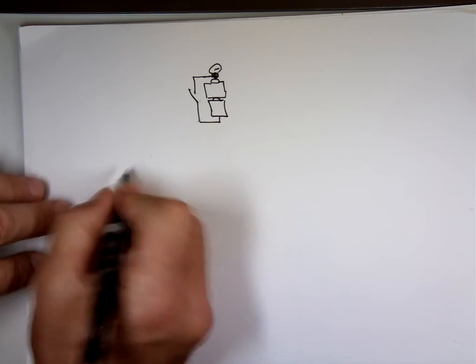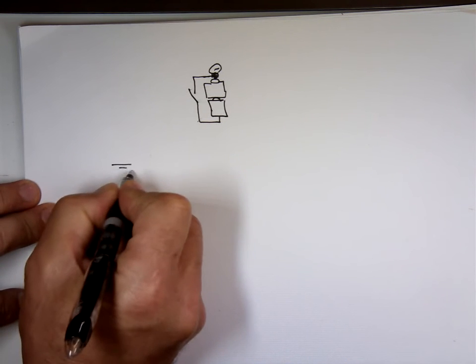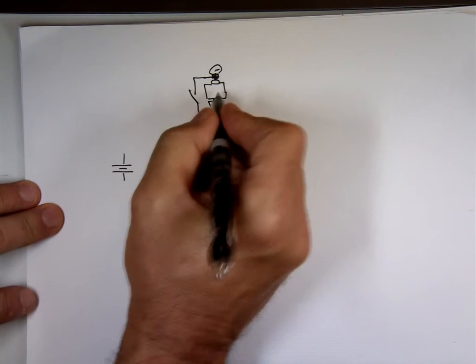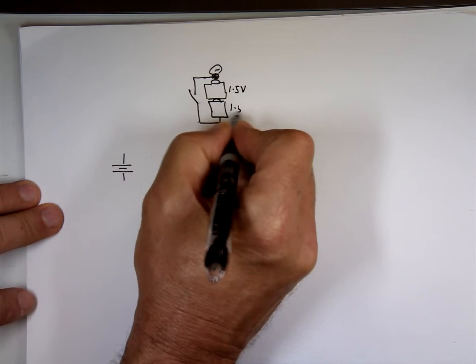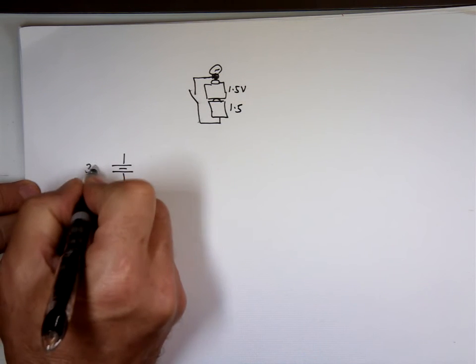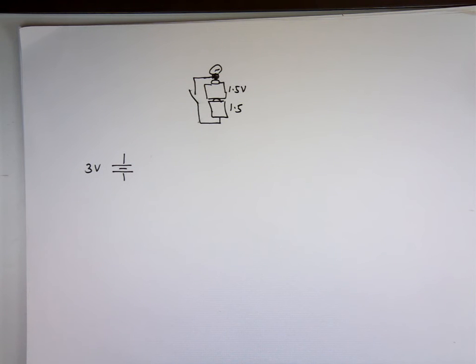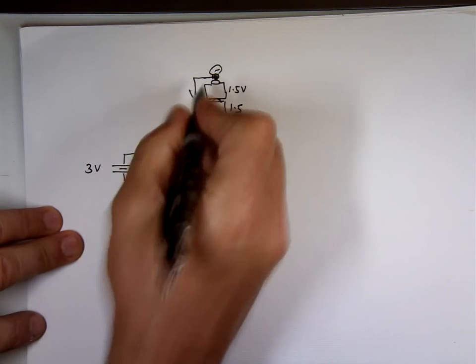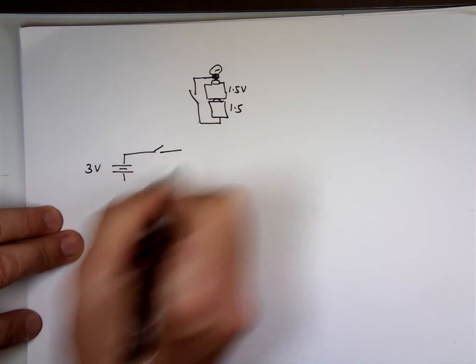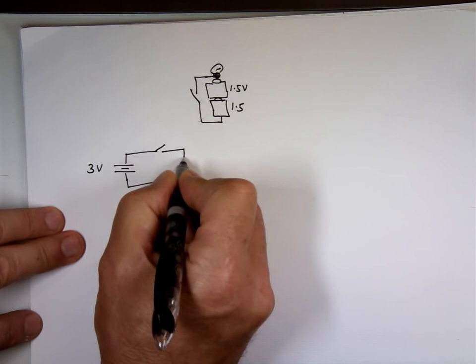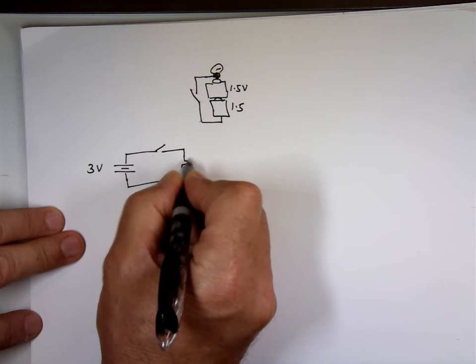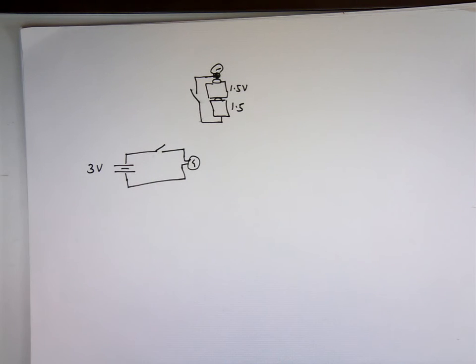You have a voltage source. We don't draw it like this; we draw a voltage source like that. If you put two batteries of 1.5 volts here, you have a voltage source of 3 volts, because there are two of them on top of each other. You have that switch in your hand to open and close, to turn the light on. And you have the bulb right here. That's how we draw that.